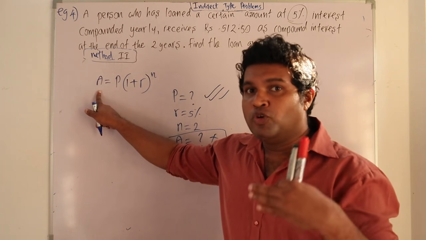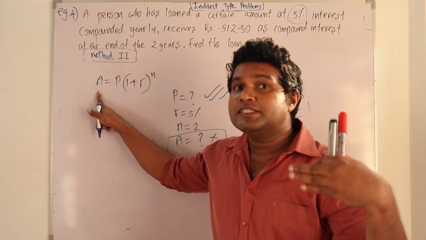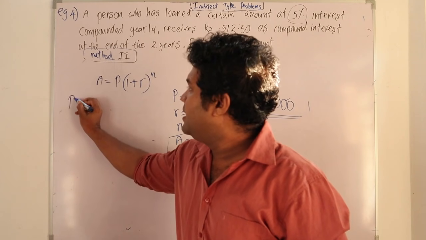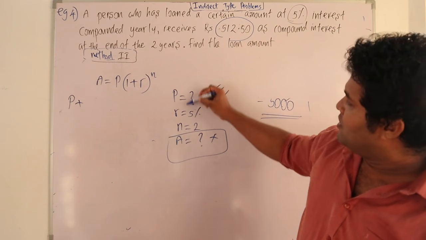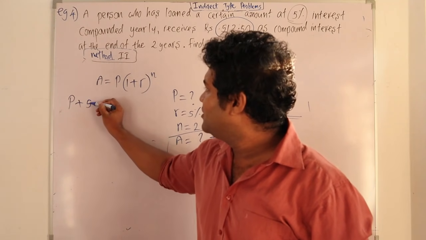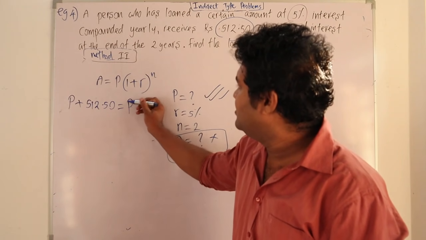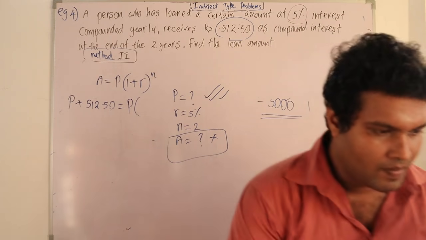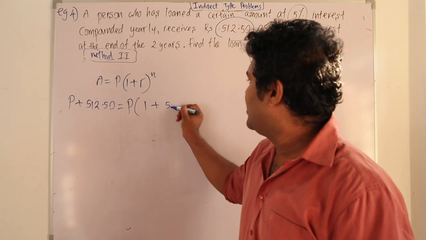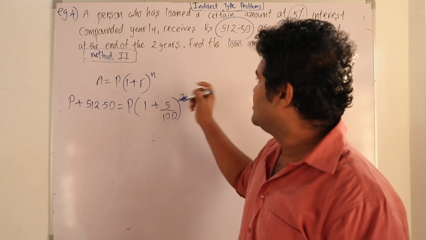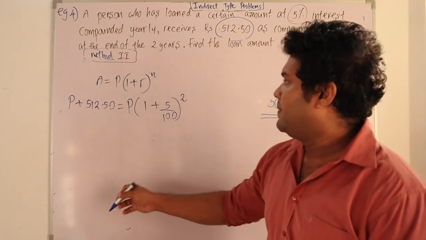Now, the amount should be formed by means of interest as well as principal. Then we can write P plus interest. Now, what's the interest? The interest is given, not a letter for interest. Interest is 512.50, and P is the principal, 1 plus R, which is 5 over 100, to the power 2. What is A? 2. Right? By solving this one, we can find P.